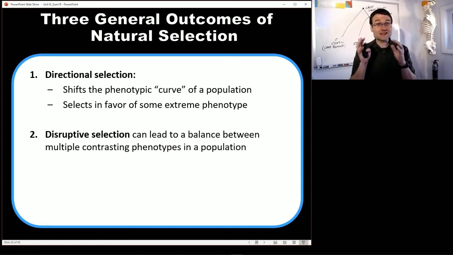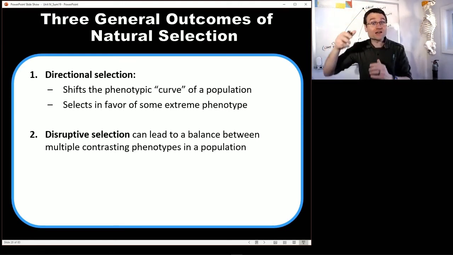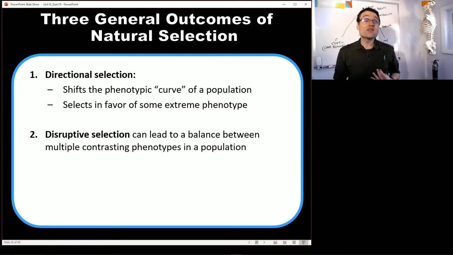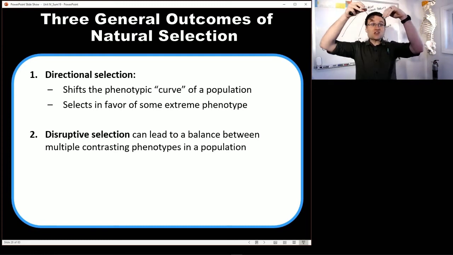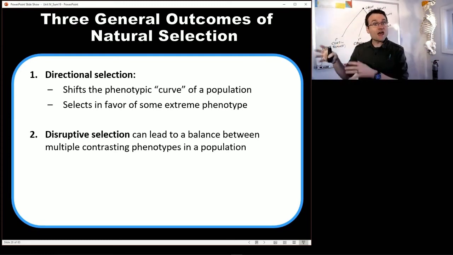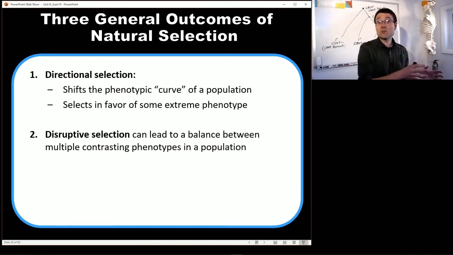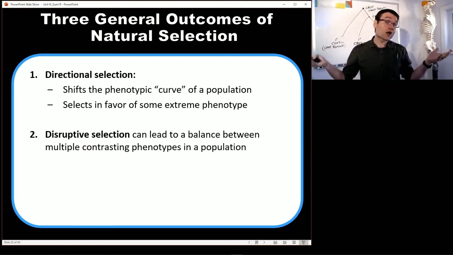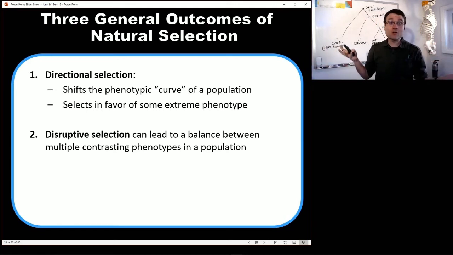So in that case, the average phenotype, the medium-sized groundhogs, the ones in the middle, what we would call the intermediate phenotype, are going to be selected against. Those are going to be the ones that get eaten by all the foxes. And all the small ones, they're going to survive, and all the really, really big ones, they're going to survive. So any genes which are kind of intermediate, they're going to start disappearing from the population, and we'll only have big genes and small genes. So this leads to a balance between 2 or more contrasting phenotypes, 2 different forms.